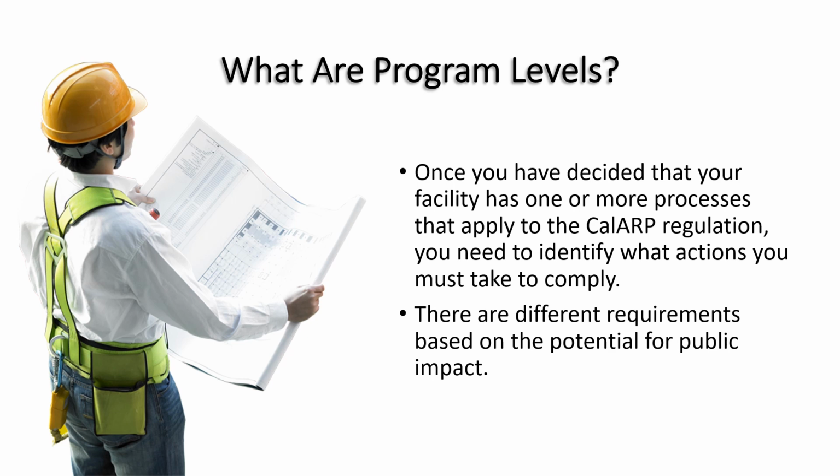For the purposes of this tutorial, we're only going to focus on program level 2, which include processes that kind of fall in the middle of the road. We're going to assume that there would be potential risk to the community. However, it doesn't involve the most complex chemical processes or catastrophic off-site consequences.